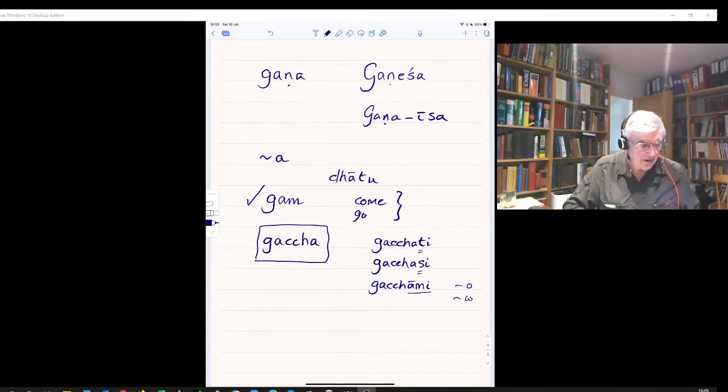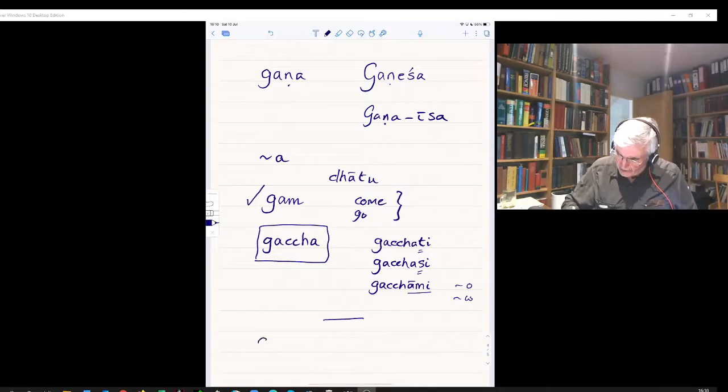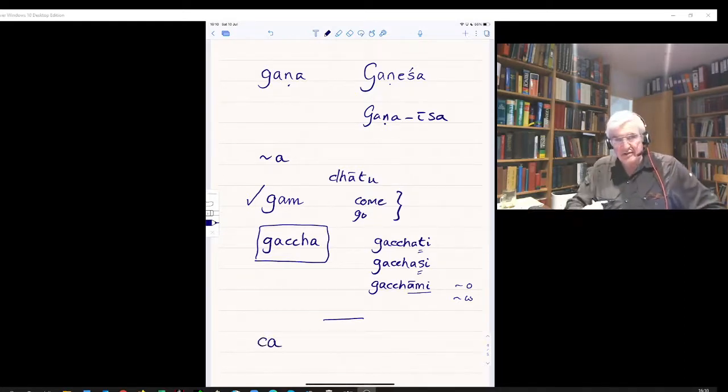We have already seen root gam, present gachati, that's the third person singular, gachati, he goes. This word cha, meaning and, it's an indeclinable. Indeclinable means it never changes its form. It's not like gachami, gachasi, gachati, and so on. It always remains the same.